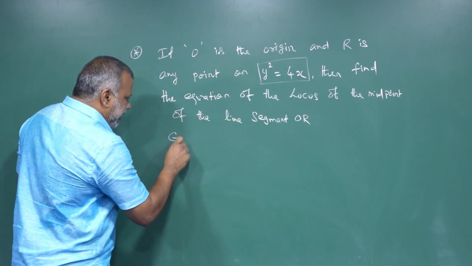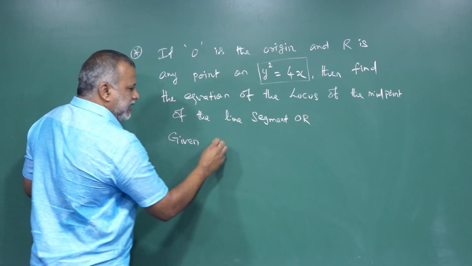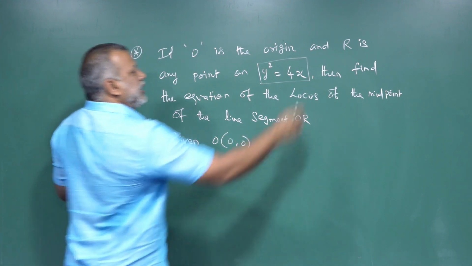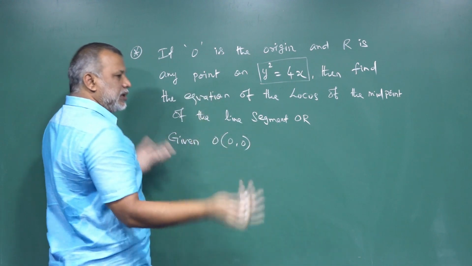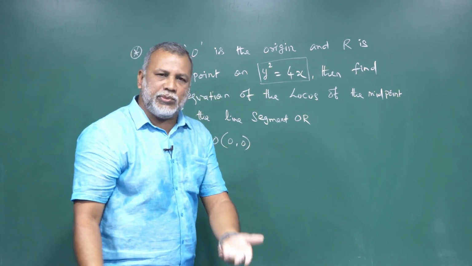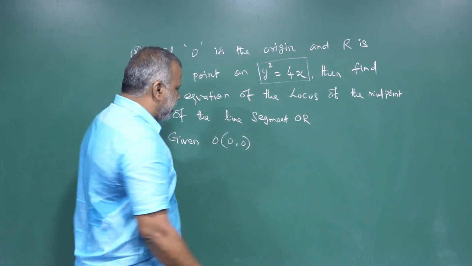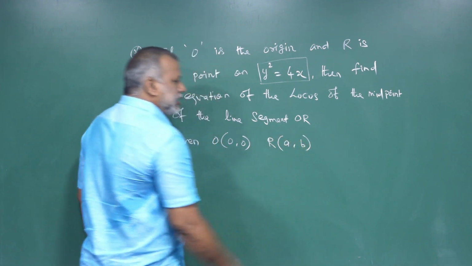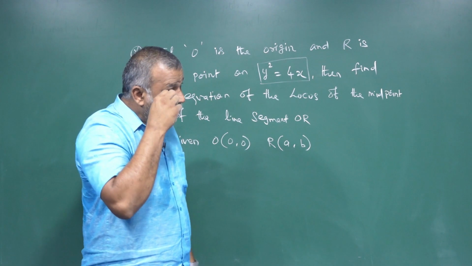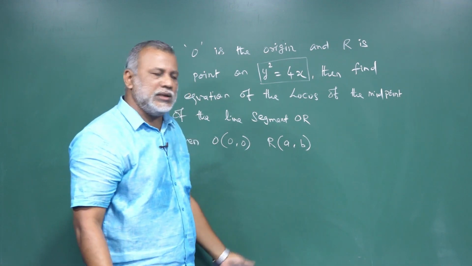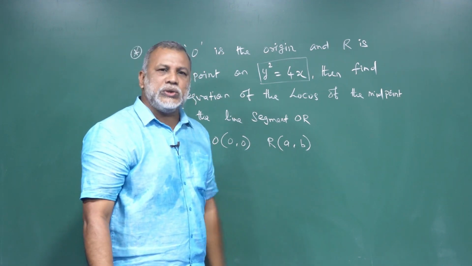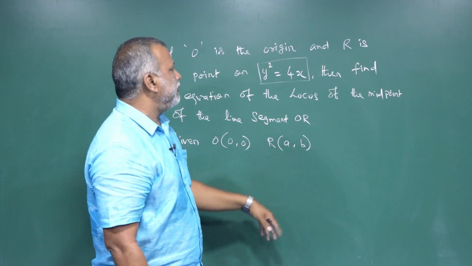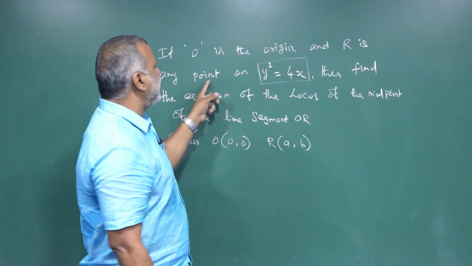See here, O is the origin. So by the given data, O is the origin 0 comma 0. Here R is any point. In the previous question, Q was any point. Therefore R, being any point, can be taken as A comma B. Instead of A comma B, we can use H comma K also. Always use the same logic, A comma B.